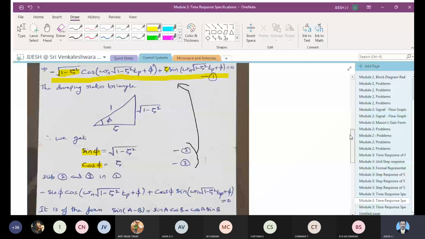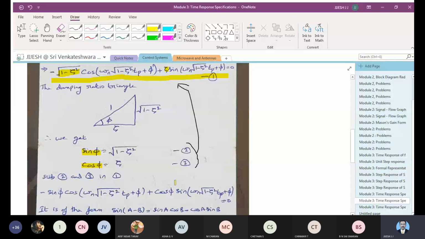Okay. So we have been substituting equations 2 and 3. We got this equation, that is, we replace root of 1 minus zeta square as sine phi and zeta as cos phi. So we got minus cos phi sine omega and root of 1 minus zeta square Tp plus phi, plus cos phi sine omega and root of 1 minus zeta square Tp plus phi is equal to 0. So this is what we are going to get when we substitute it.